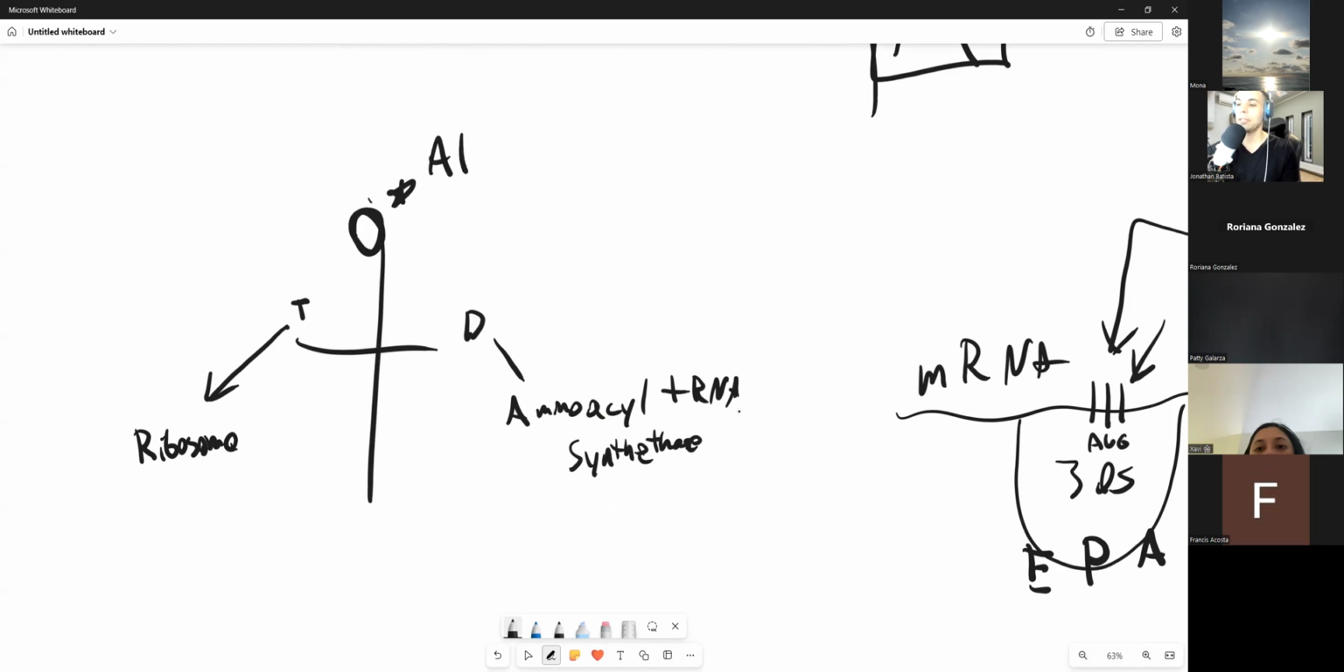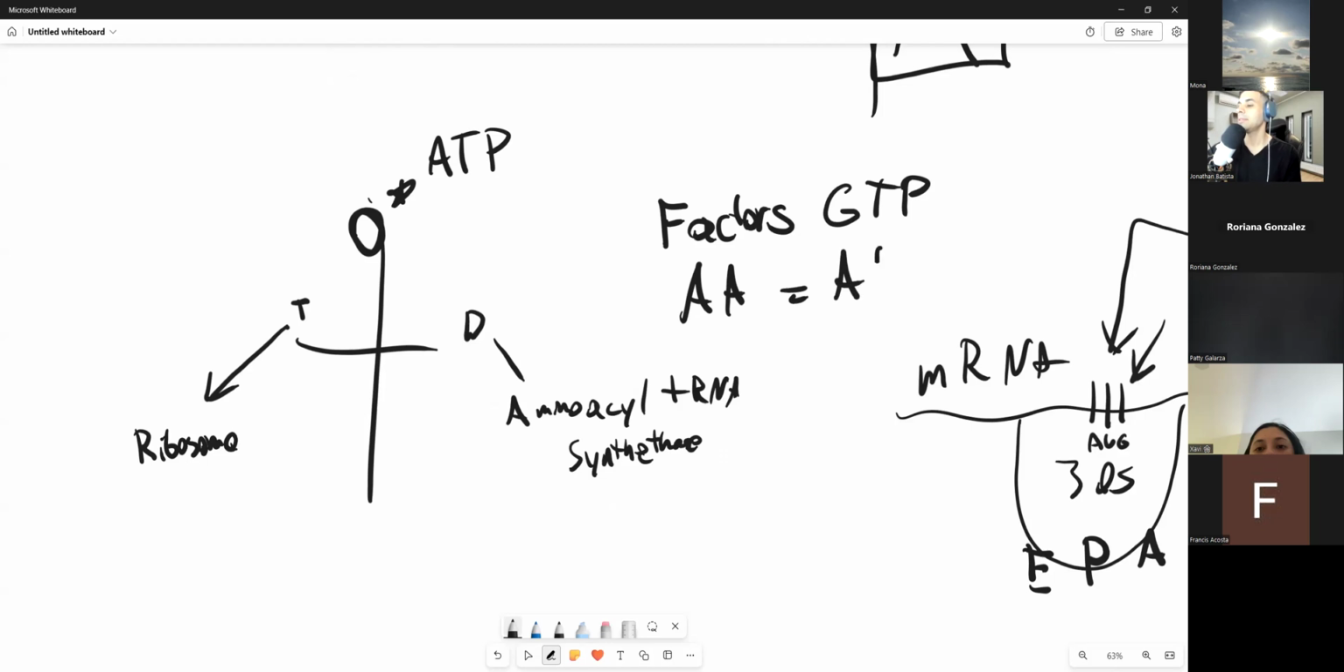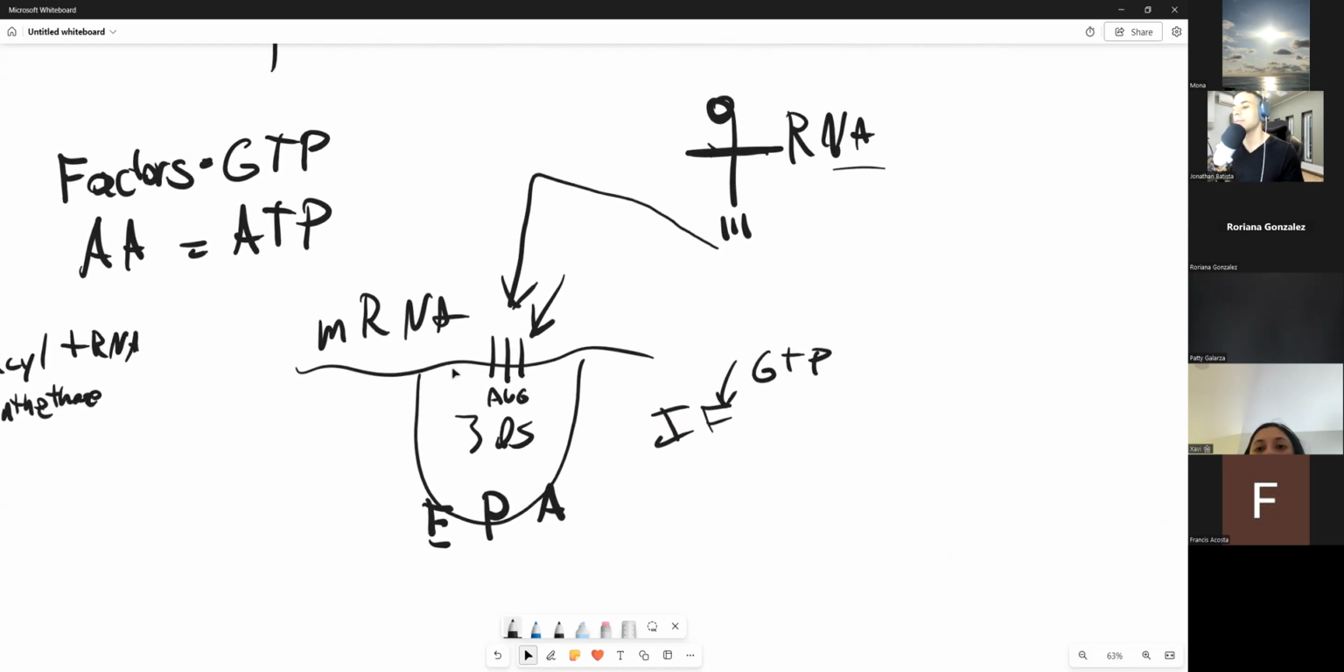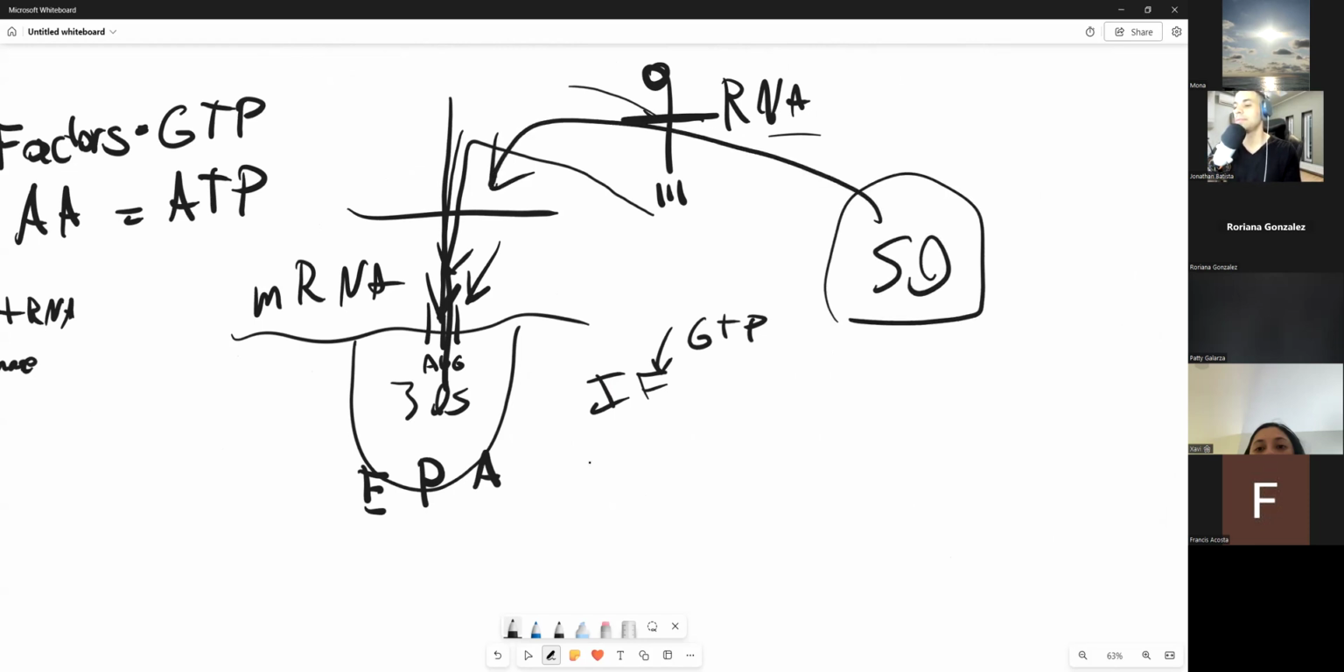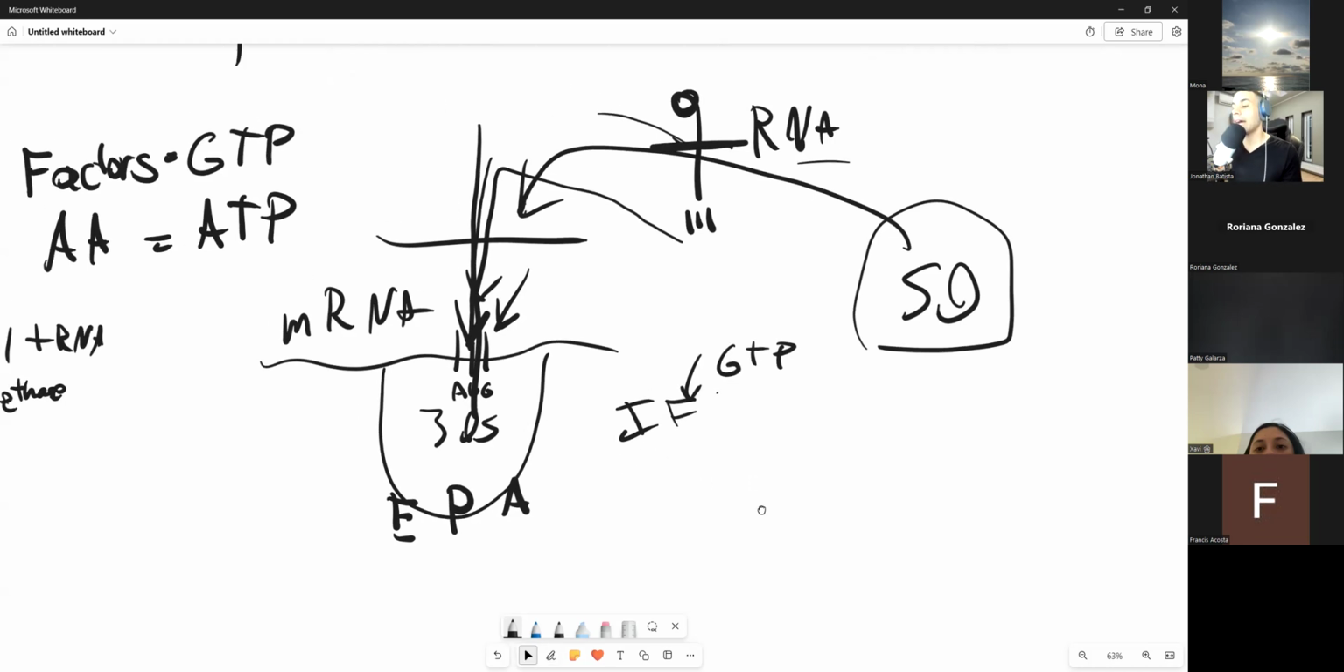Make sure it's charged with ATP. Remember, the amino acid uses ATP. Initiation factors use GTP. So let's get that straight: factors, GTP; amino acids, ATP. For some reason, that's all over the books. Very important, I guess. So once you start to show this AUG, the tRNA can now make its way here and bind. Once that happens, you have your tRNA. Then you have your final step, which is the 50S. The 50S comes in and binds this as well.